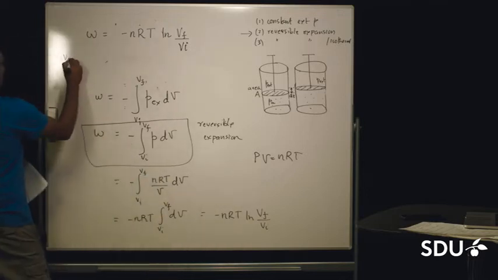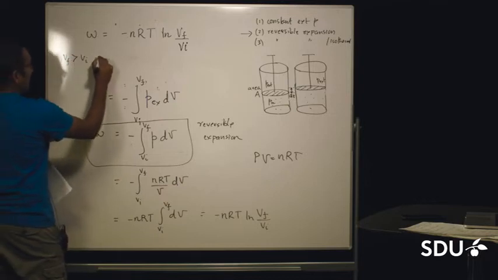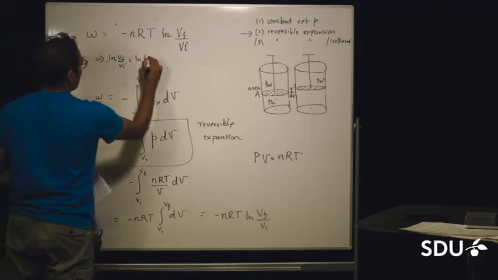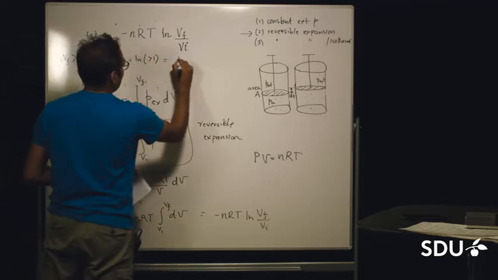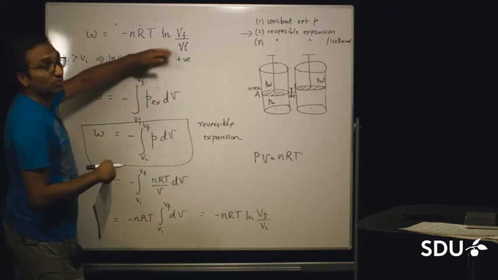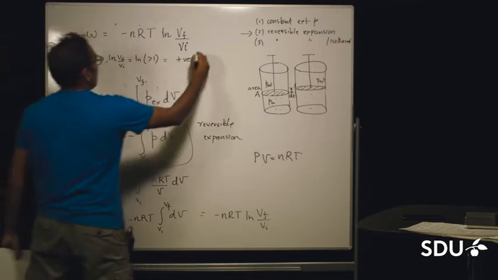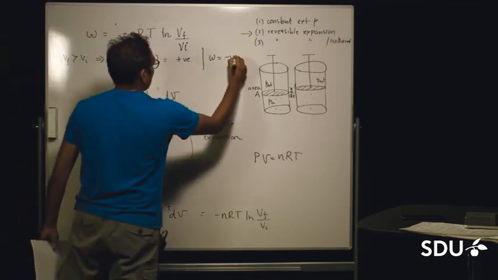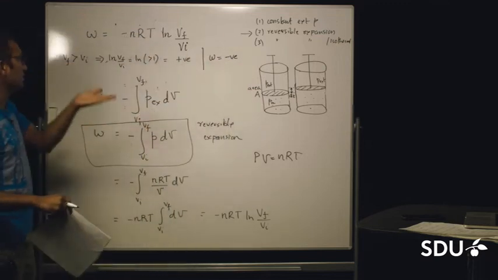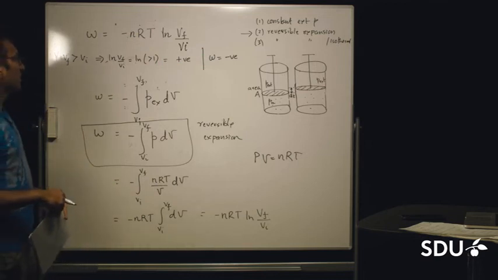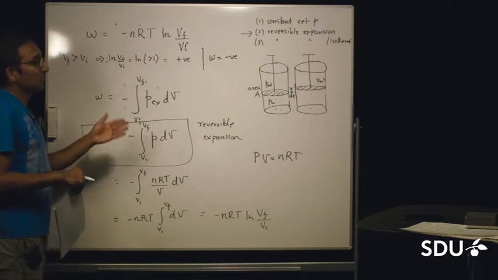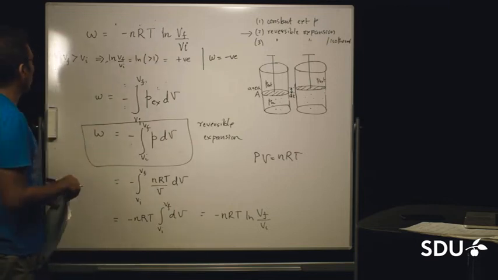Now, if the final volume is greater than the initial volume, this implies that log of Vf by Vi is the log of a number which is greater than 1, and this is a positive number. Therefore, the work, which is minus nRT multiplied by a positive number, is negative. Minus sign means negative, which means that the system does work on the surroundings when the gas expands. The opposite applies when the gas is compressed. So the surroundings do work on the system when the gas compresses.